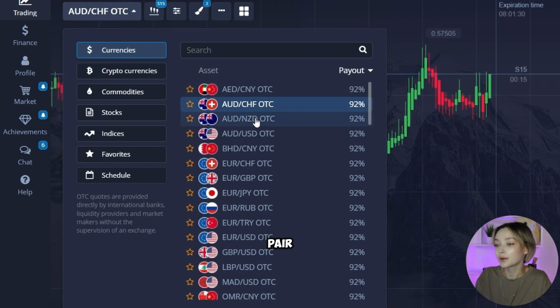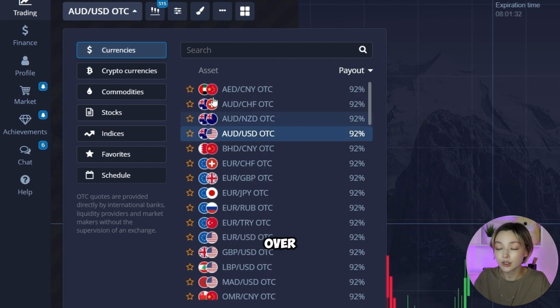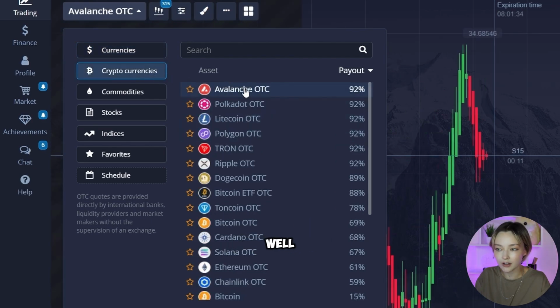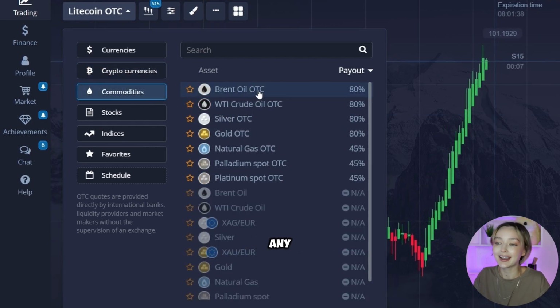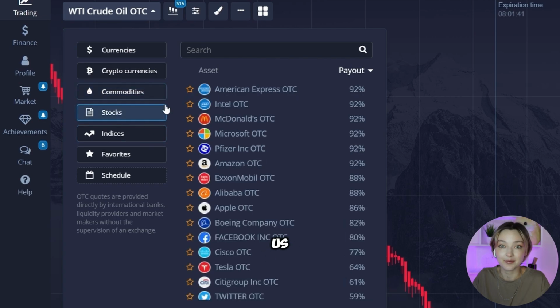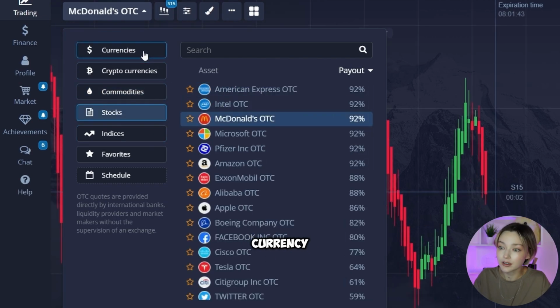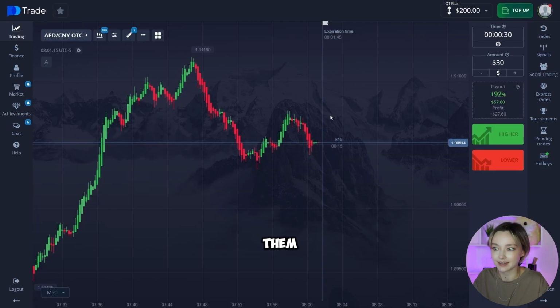We can select any currency pair in the top left corner. There are normal currencies over here, cryptocurrencies as well. There are also commodities and stocks. Basically, we can choose any asset that would be convenient for us. I'm just used to trading with normal currency pairs, so let's settle for them this time.